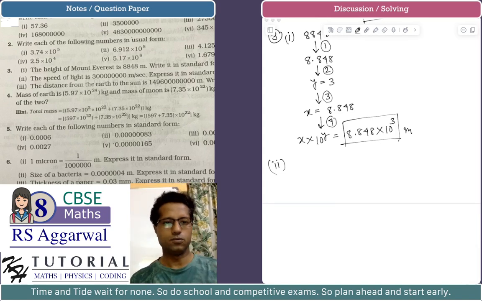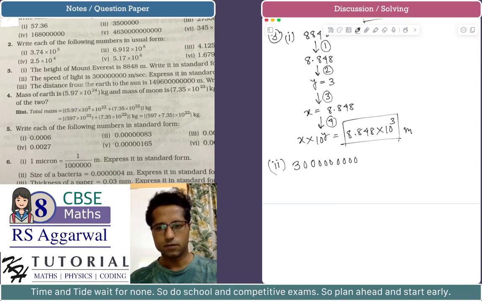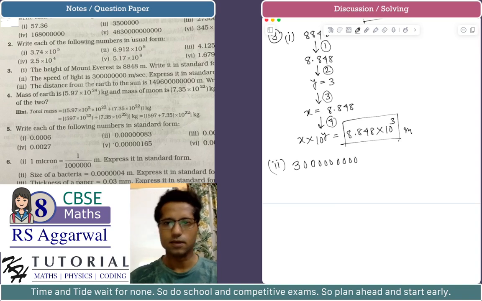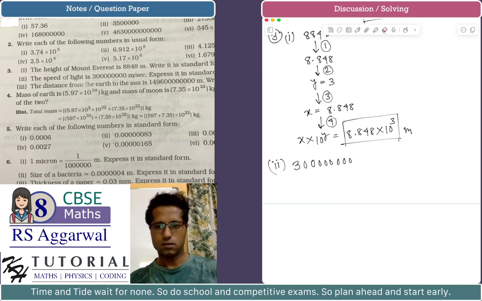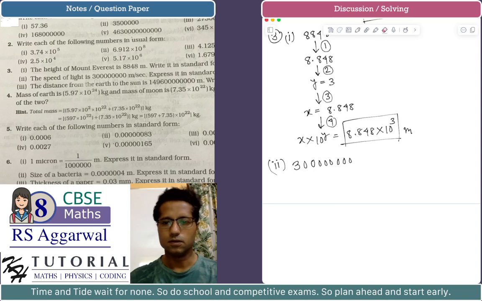Part 2. The speed of light is 3 and how many zeros? 1, 2, 3, 4, 5, 6, 7, 8. It is given that the speed of light is 3 and then 8 zeros. This is the speed of light, given in meter per second.